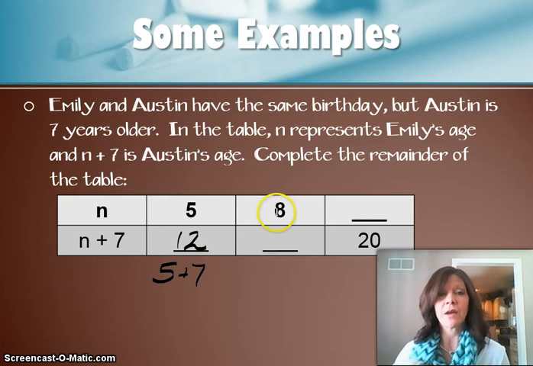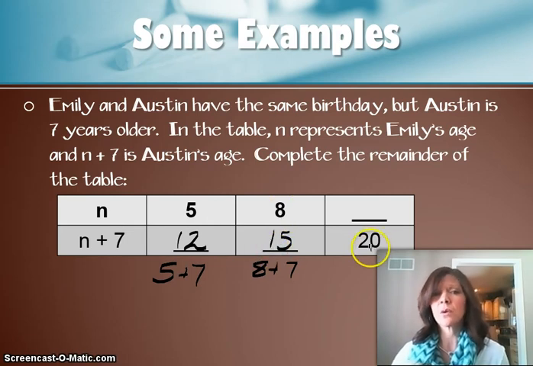Over here you're going to evaluate 8 for N, so you're going to put 8 in place of the N. You're going to add 7 for Austin's age. 8 plus 7 then is 15. So when she is 8, he is 15. Here we're going to have to do the opposite. You know that the opposite of addition is subtraction. So you have to simply do the opposite.